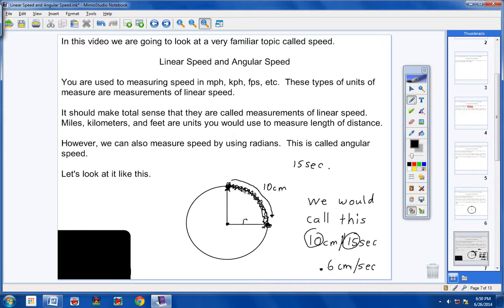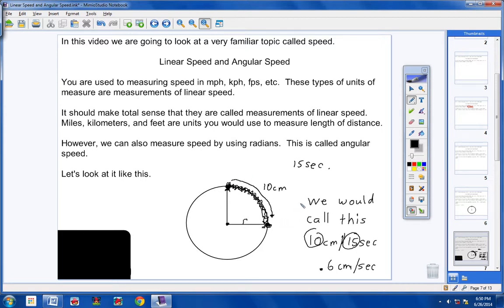So what is the linear speed of the second hand? Well, it was traveling 10 centimeters every 15 seconds, thus divide these two numbers, and here's your linear speed, 0.6 centimeters per second. Okay, so that's a linear speed. Now, why did I use a clock to demonstrate linear speed?